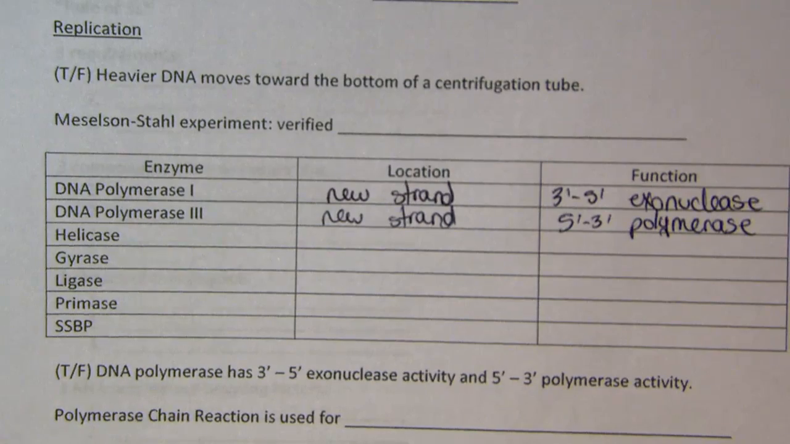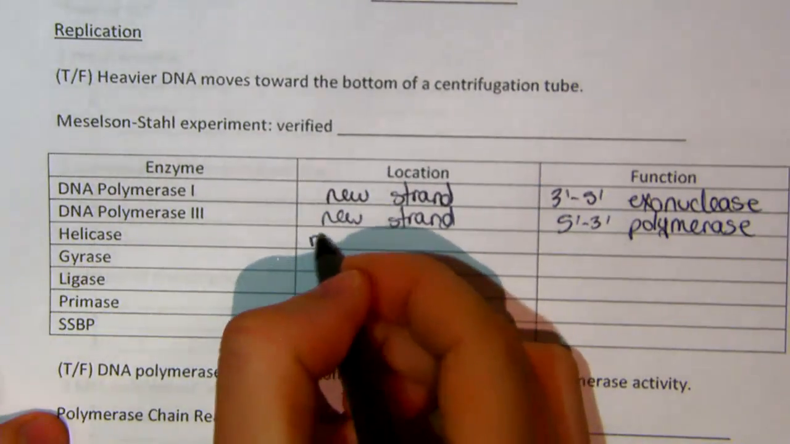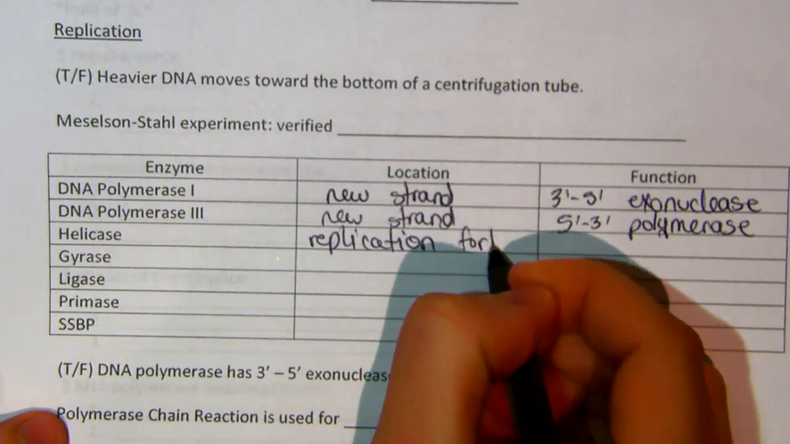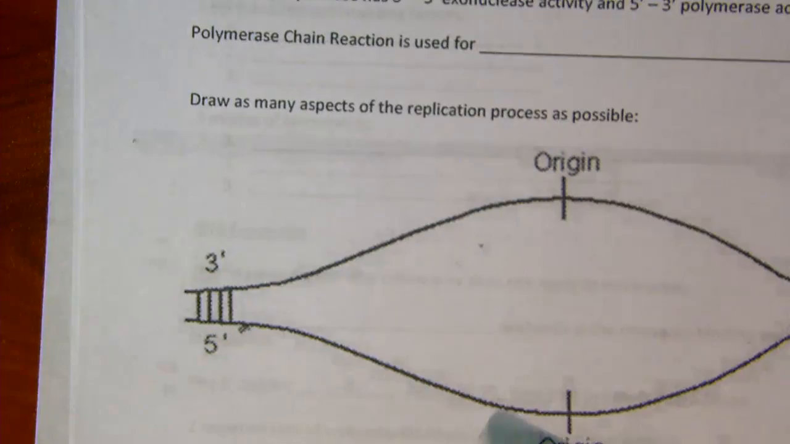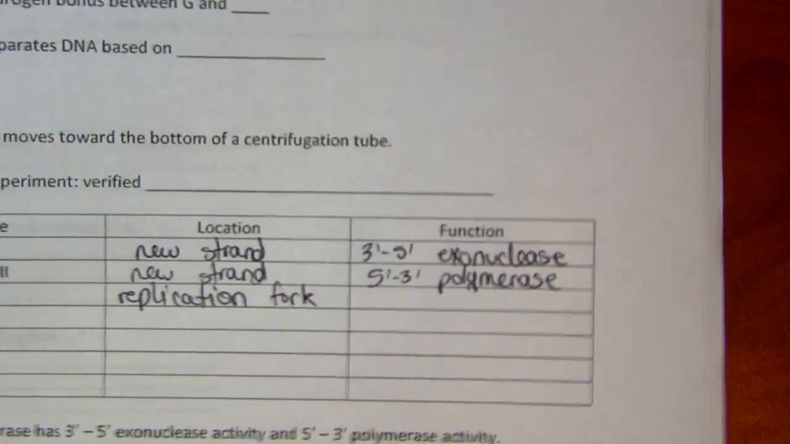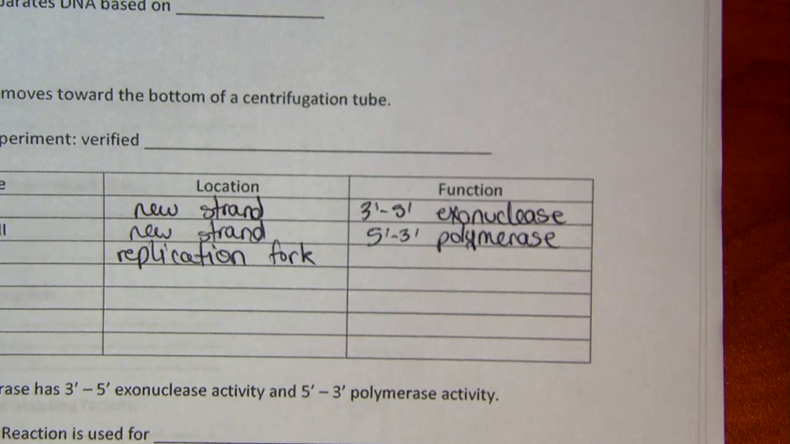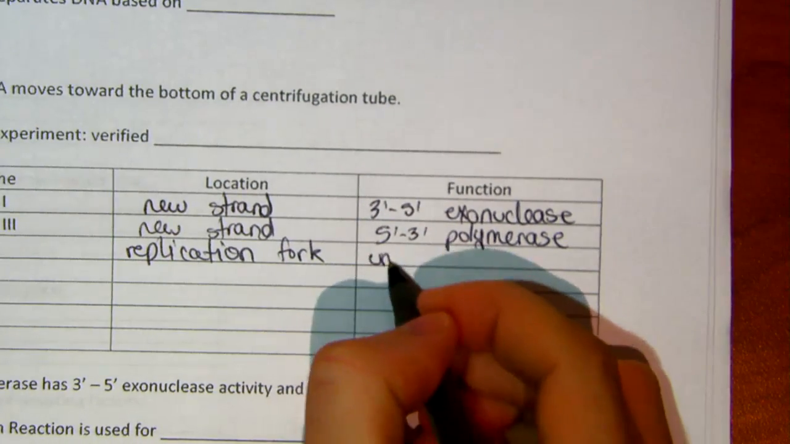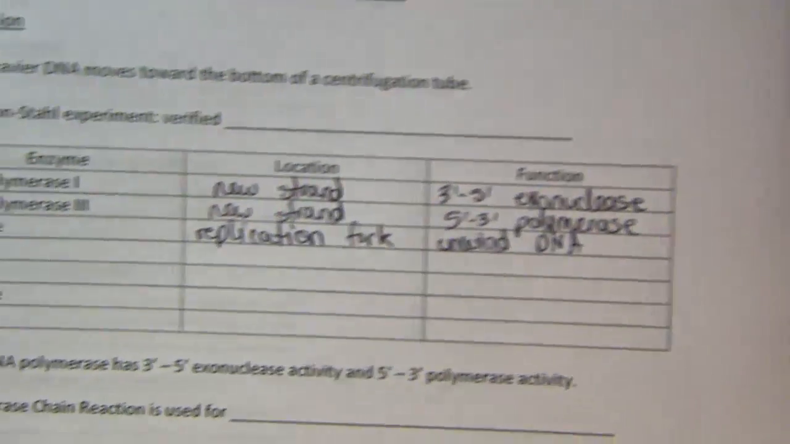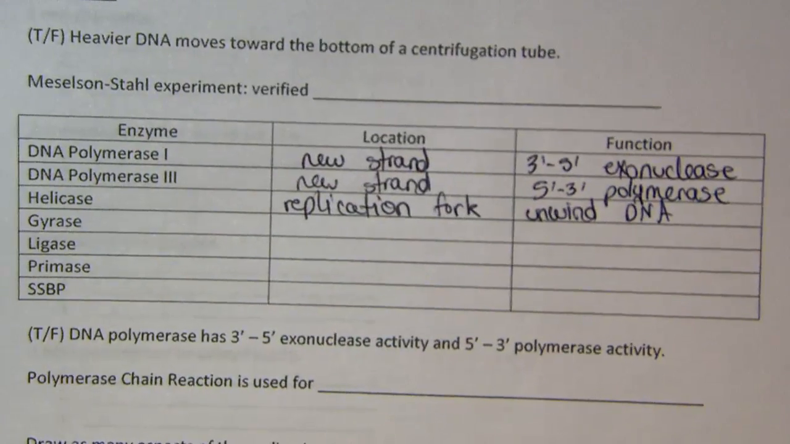Is it in the middle of the bubble? Is it at the replication fork? Good, it's at the replication fork. So looking down here, it would be around here. And what's it doing? Good, it's unwinding, unzipping DNA to make it accessible for almost every other enzyme.